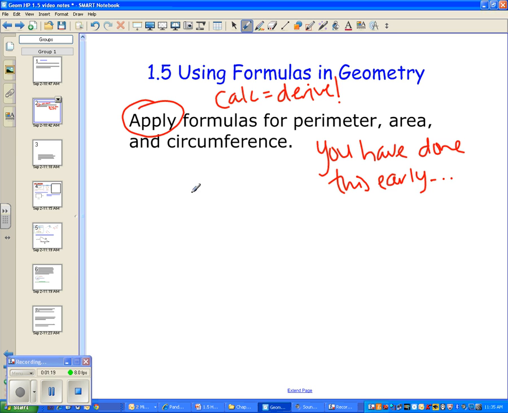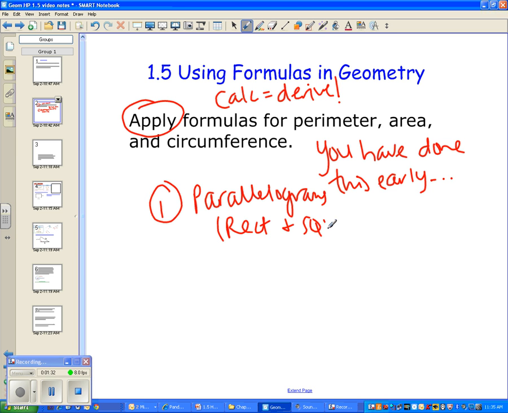In the breakdown of these notes, the first thing we're going to talk about are parallelograms. The two most common parallelograms you're familiar with are rectangles and squares. So we're going to talk about those first. Then we're going to go ahead and talk about some triangles because they're awesome. And then we're going to conclude with circles. So that's the setup for today's video.